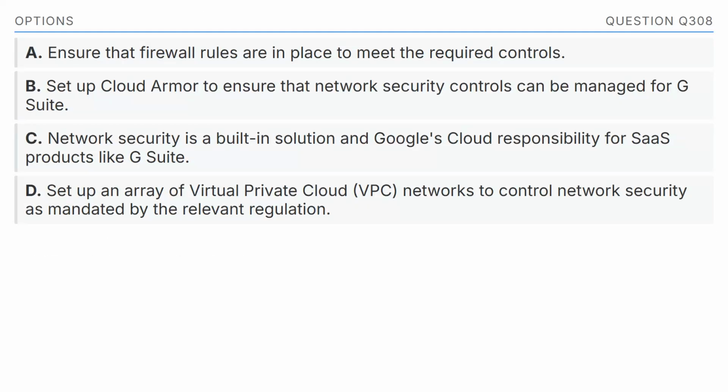The options are: Option A, ensure that firewall rules are in place to meet the required controls. Option B, set up Cloud Armor to ensure that network security controls can be managed for G Suite. Option C, network security is a built-in solution and Google's cloud responsibility for SaaS products like G Suite. Option D, set up an array of virtual private cloud (VPC) networks to control network security as mandated by the relevant regulation.